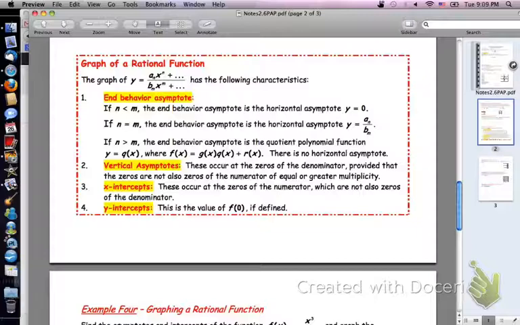And we've already seen that in previous lectures. We've already known that to be true. Now, if n equals m, so if the numerator has the same degree as the polynomial in the denominator, then our asymptote is just going to be the leading coefficient of the numerator divided by the leading coefficient of the denominator.